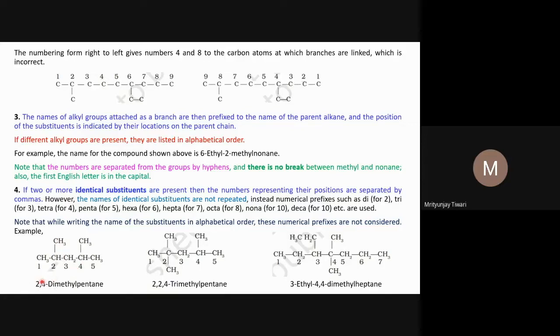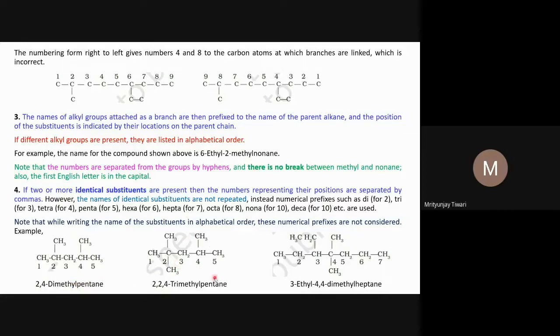Now the numbers are separated by a comma, and the number is separated from the word by a hyphen. And we have not put any gap here as well. Dimethyl and pentane, you can see here.